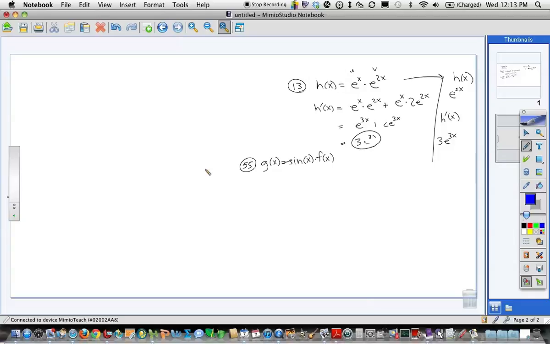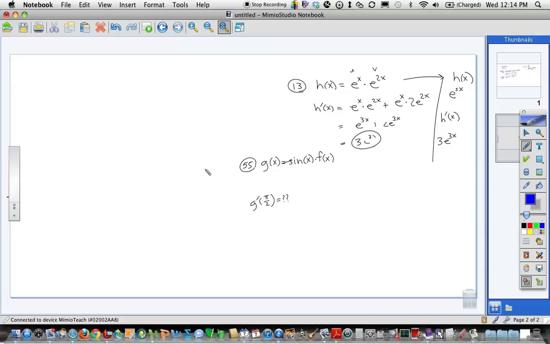Problem 55 says, is g increasing at pi halves? This is a way to see if we really understand the old chart. What does it mean for g to be increasing? g prime has to be positive. So what we're looking for here is g prime. I need to know what g prime of pi halves is. Is it positive? Then g is increasing.